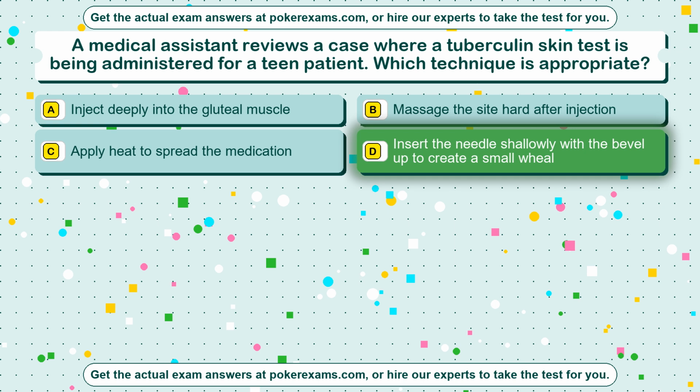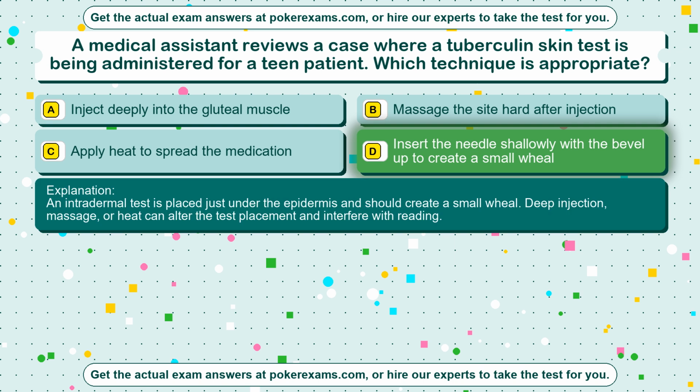The correct answer is option D. Insert the needle shallowly with the bevel up to create a small wheal. An intradermal test is placed just under the epidermis and should create a small wheal. Deep injection, massage, or heat can alter the test placement and interfere with reading.